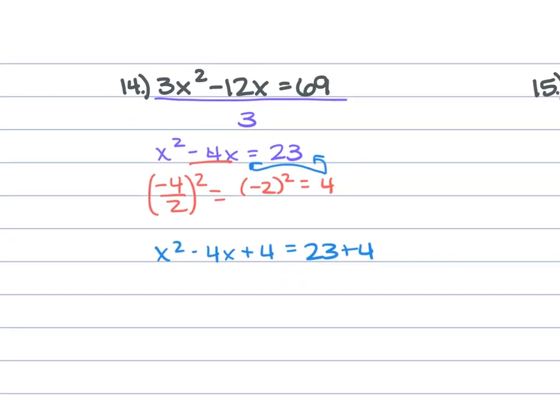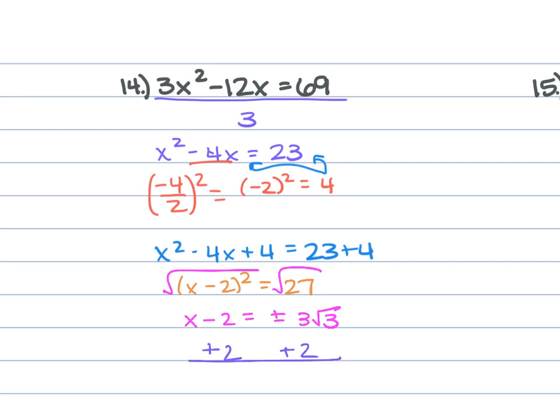So from here, we are going to factor the left side to have x minus 2 squared. Add the right side to get 27. Take the square root of both sides, so x minus 2 is equal to plus or minus 3 square root 3. From here, we're going to add the 2 to both sides and just have x is equal to 2 plus or minus 3 square root 3.